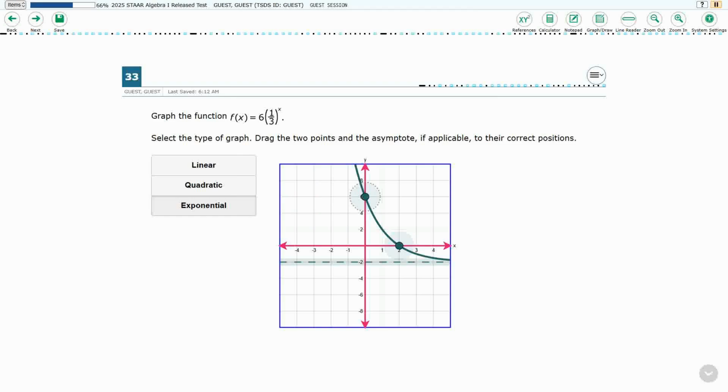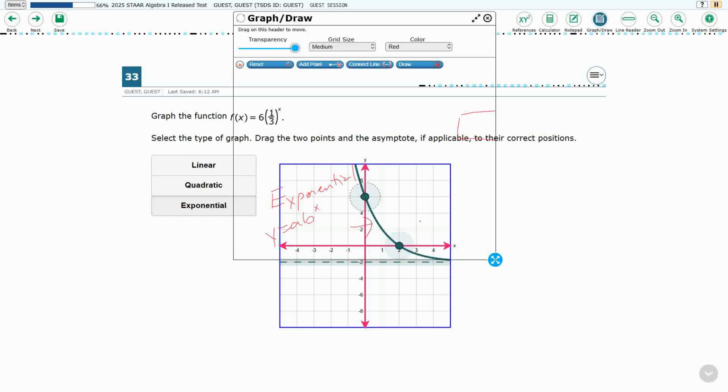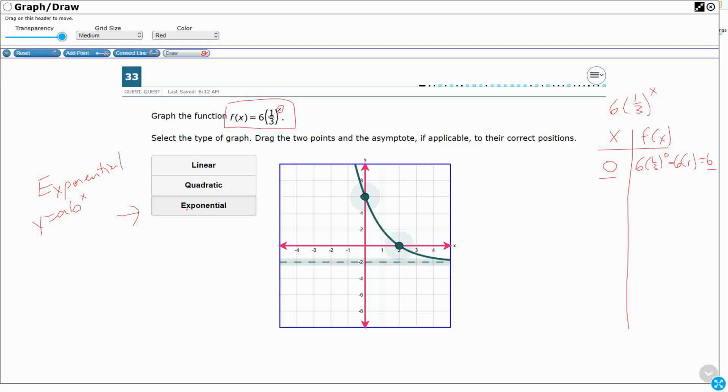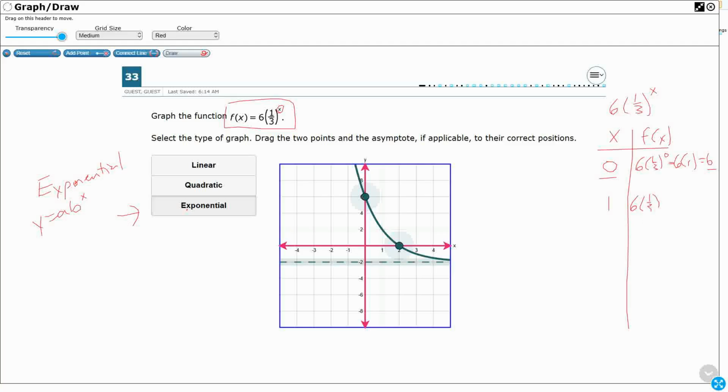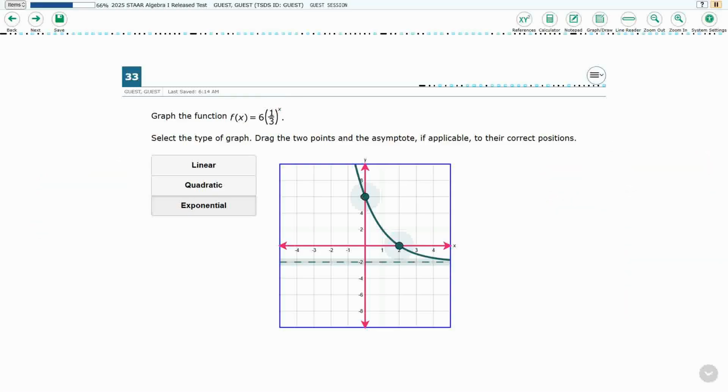Now we need one more point. Let's make it easy. Let's make it x of 1. So this is going to be 6 times 1/3 to the 1 power. That's just 6 times 1/3, which is just 6/3, which is 2. All right, so x of 1, y of 2. I'll get my ordered pairs here: (0, 6) and (1, 2). All right, so I've got that.